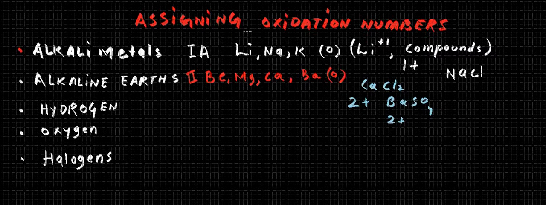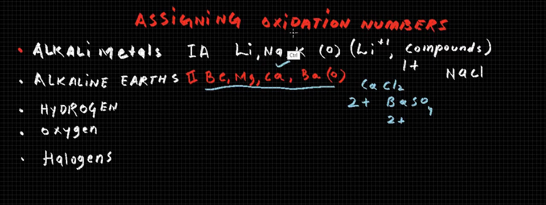Means in alkali metals it is +1, and in alkaline earth metals you need to remember these elements. Most abundant of these are calcium and magnesium, and in their compounds they have an oxidation number of +2. And this is owing to the fact that alkaline earth metals have 2 electrons in their outermost shell, which can be removed to make +2 ions, hence their oxidation number is +2.